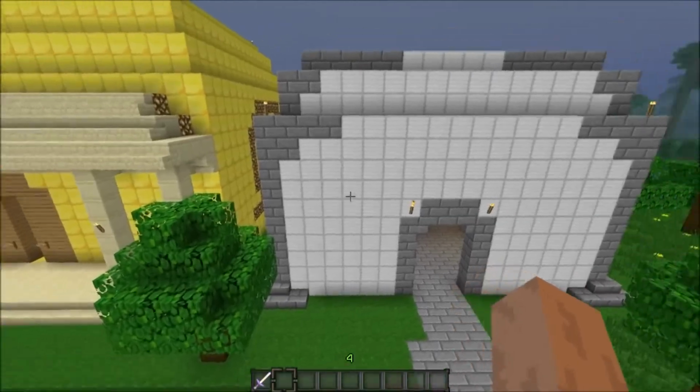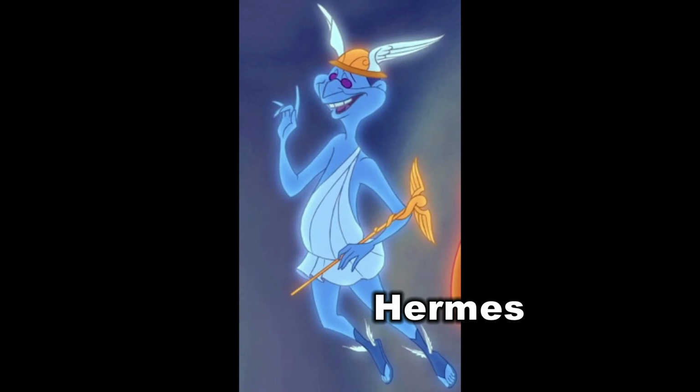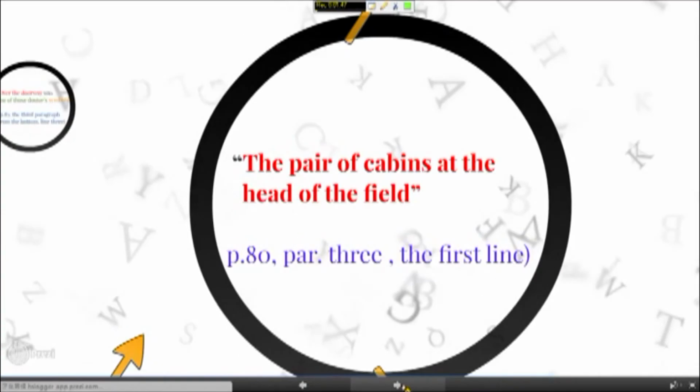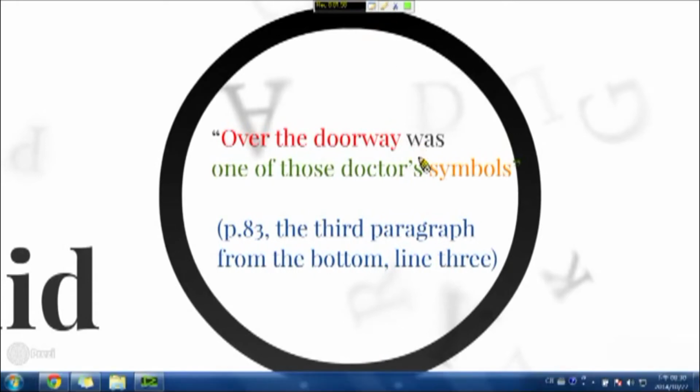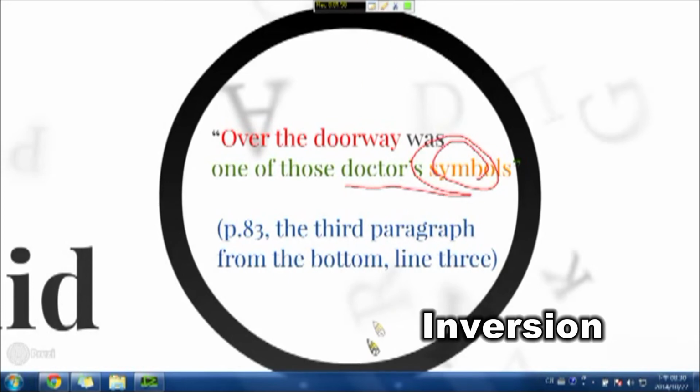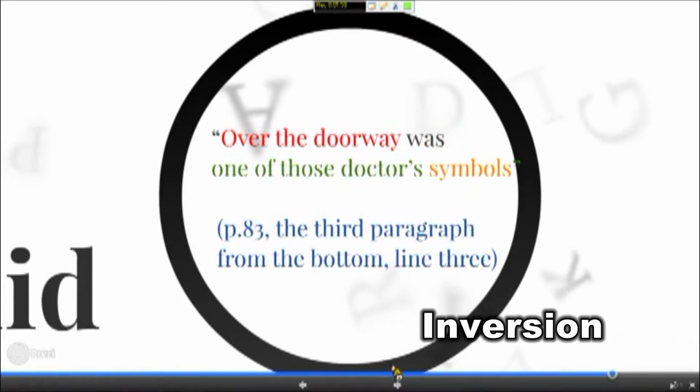Then let's turn to page 83. Here, Percy was introduced to cabin 11. The patron is Hermes, the god of doctors and thieves. In the third paragraph from the bottom, line 3, it says, "over the doorway was one of those doctor symbols." It's another inversion, 倒装句. Symbol means 象征.